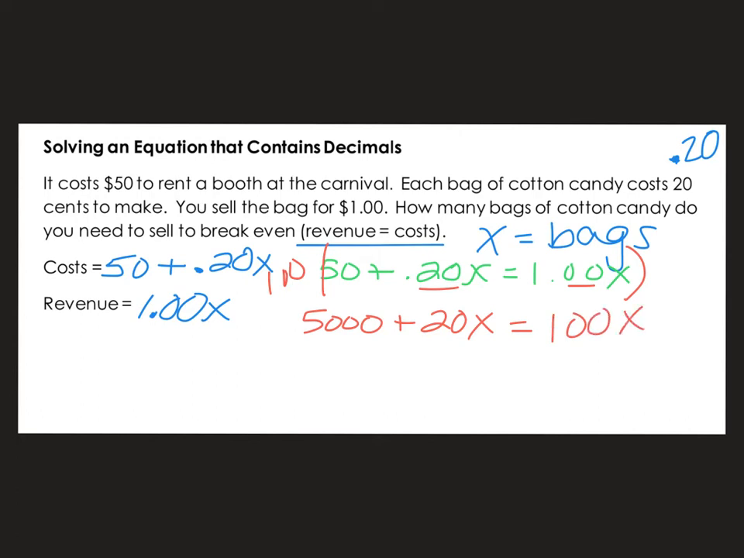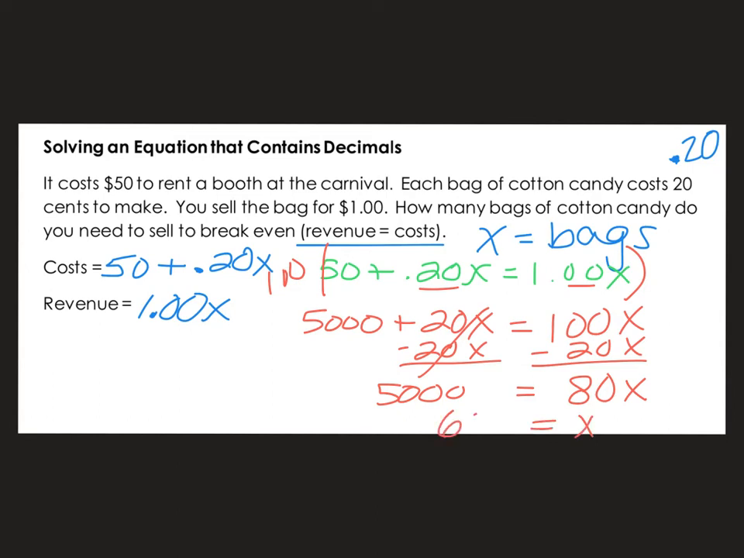The next thing I can do is start solving for the variables by combining my like terms. So this would be gone, and here I'm left with 80x on this side. And then I have 5,000 on this side. So when I solve, x equals 62.5, but we can't sell half a bag, so this is not really a realistic answer, but at least it'll give us an idea whereabouts we would be breaking even as far as the cotton candy sales are concerned.